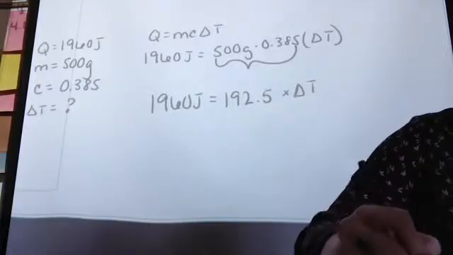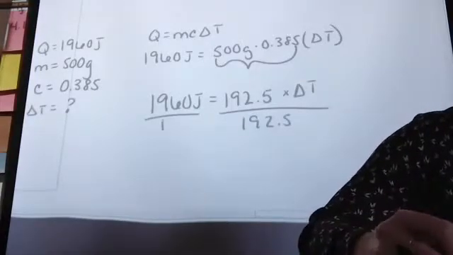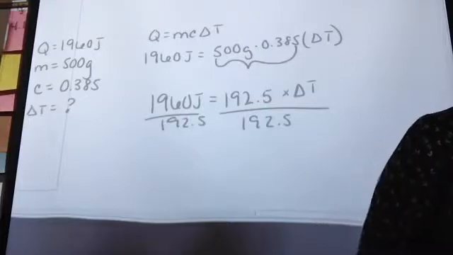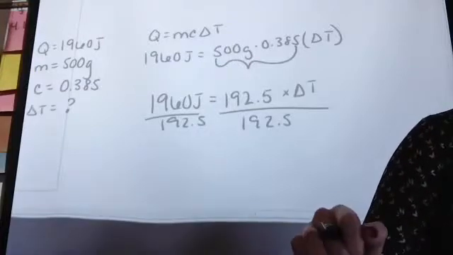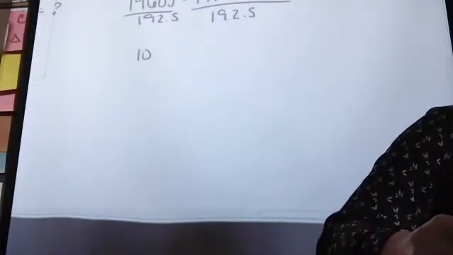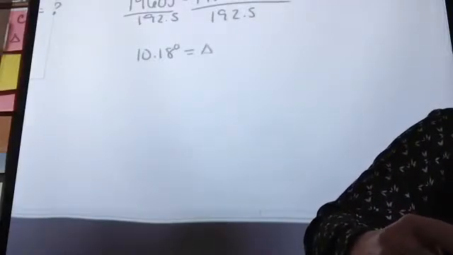In order to solve for delta T, all I do is divide by 192.5. And when you divide 1960 divided by 192.5, you find that your change in temperature is 10.18 or 10.2 degrees Celsius.